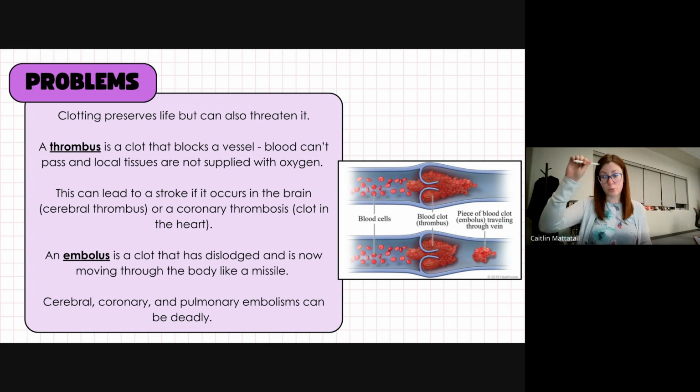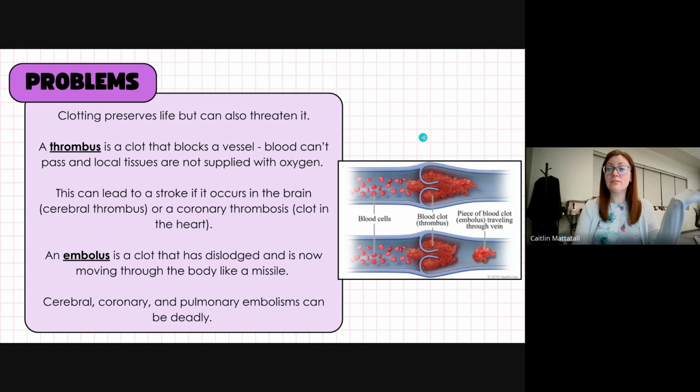So if it ends up in your brain, you can end up with a cerebral embolism, which can also lead to a stroke. If it happens in your heart and it goes into the coronary arteries, then you have a coronary embolism, and that can again lead to a heart attack. And then it can also end up in your lungs, known as a pulmonary embolism, which can drastically impact your breathing and potentially stop your breathing. So clotting is not great when it's happening at inconvenient times.